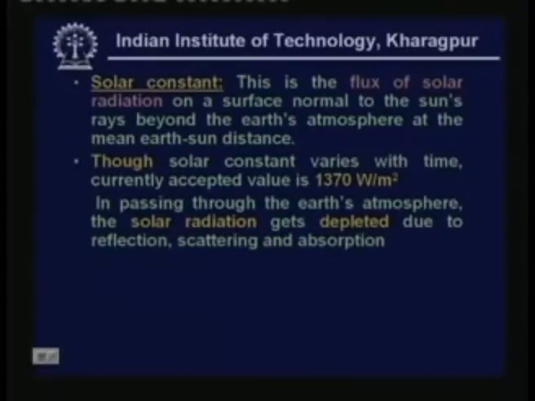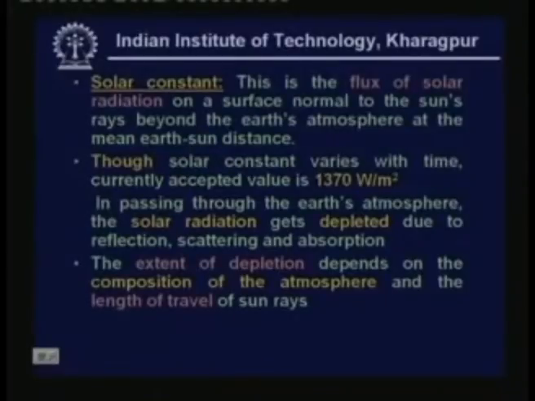And what happens to the solar radiation as it enters into the atmosphere? In passing through the Earth's atmosphere, the solar radiation gets depleted due to reflection, scattering and absorption. We know very well that the Earth's atmosphere consists of various gases, water vapor, and several dust particles of several sizes. So, as the solar radiation passes through the atmosphere, it gets reflected, absorbed, and diffracted. So it undergoes all these processes as it passes through the Earth's atmosphere.